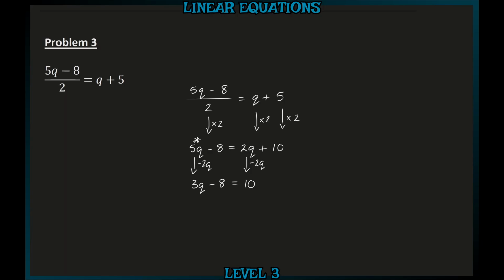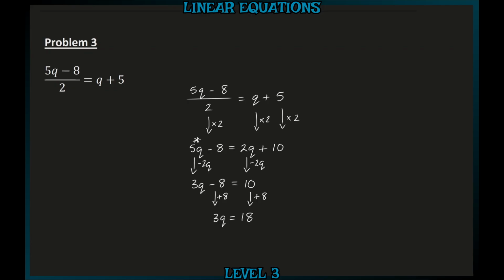Now going back to the left, we need to remove the - 8, and we do this by using its inverse, which is + 8, and do the same on the right. So on the left, the - 8 and the + 8 become 0, so we're just left with 3q, and on the right, 10 + 8 is 18.